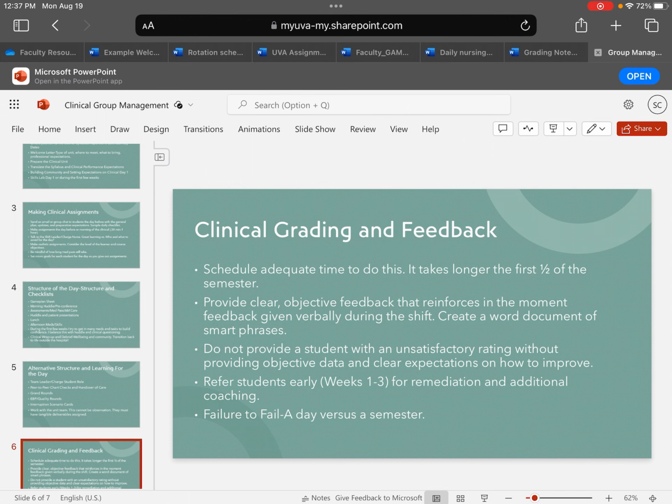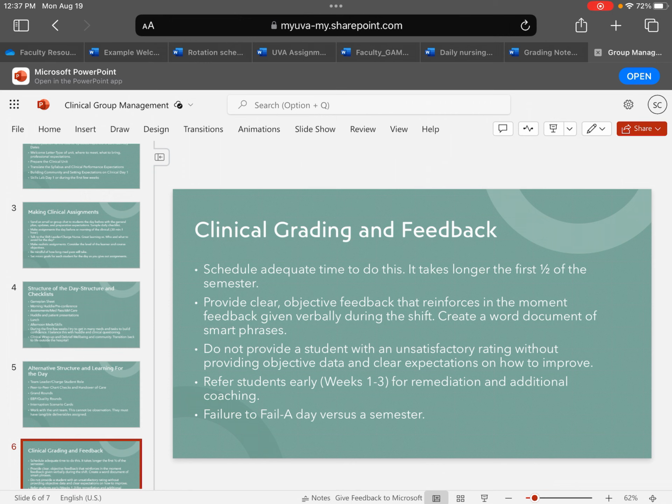So never leave your comment section blank if someone is not performing at the expected level. Also, in the first couple weeks of clinical, trust yourself and trust your assessment and instincts. You want to refer students early for a second opinion on their performance and then ask for additional coaching.